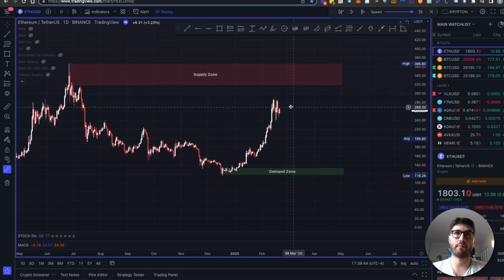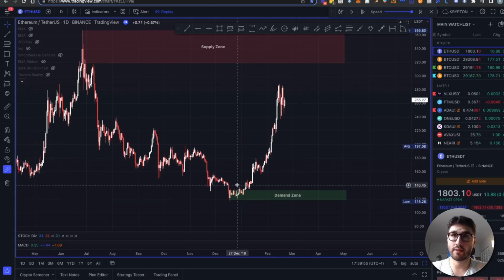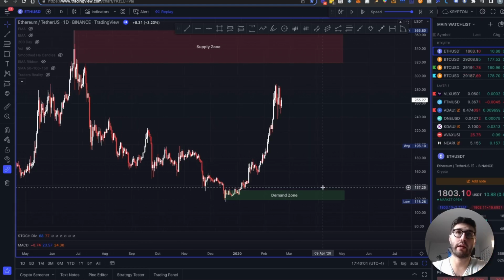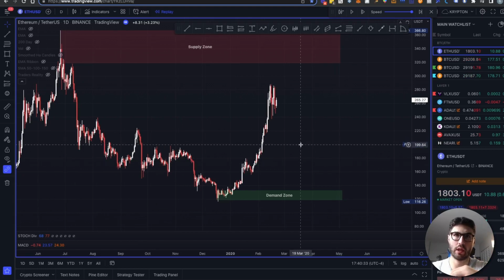Why is that important? Because if I know that the price reaches this zone and has a certain structure, I might be interested in taking a short. On the other hand, if the price reaches this zone and has a certain structure, I might be interested in taking a long position, right? So having these zones and understanding where they are will help you define and understand how you want to position yourself in the market.